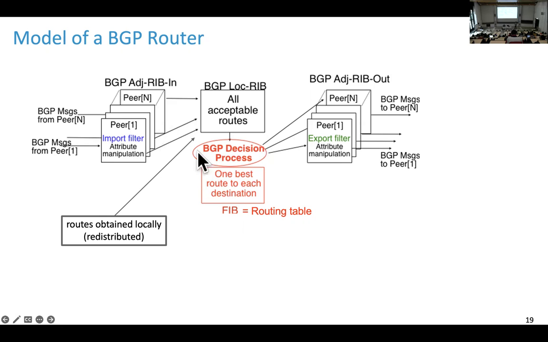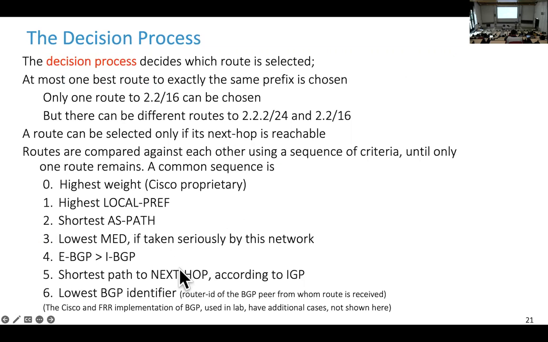Then we go through a decision process where, based on some criteria, we pick the best one. We should remember that all of them are acceptable. And this decision process is explained here. We apply it to the routes that are acceptable for this router, and we pick the best one. So there are lots of criteria, and we are very flexible. We could do anything, and this is what we call a default setting or default rule, a common sequence that you might find in a default router.